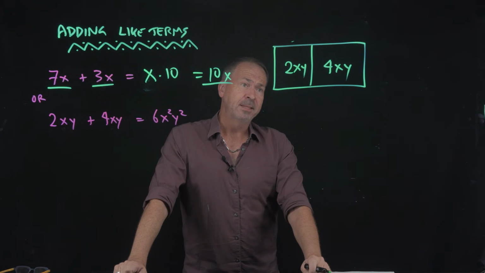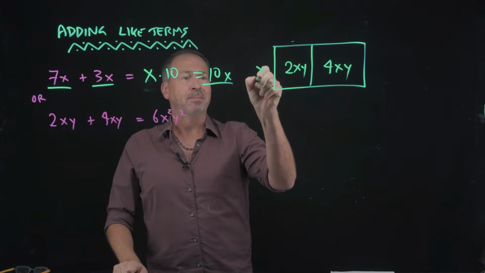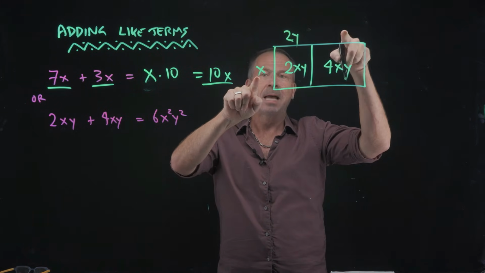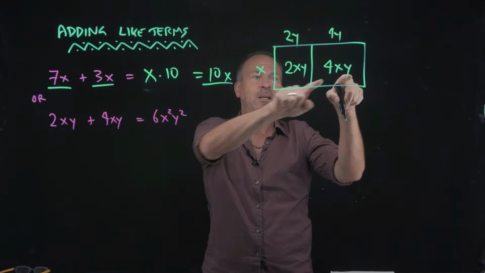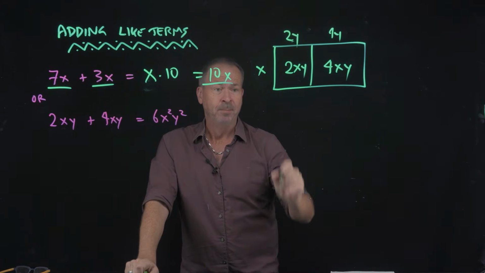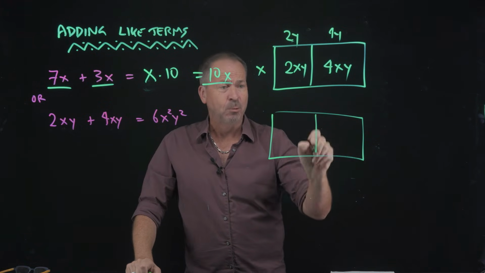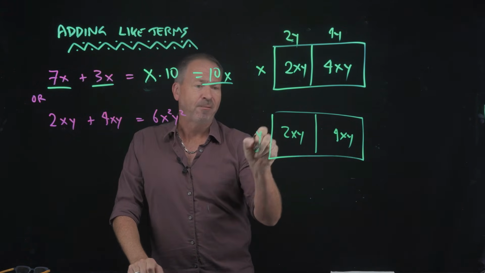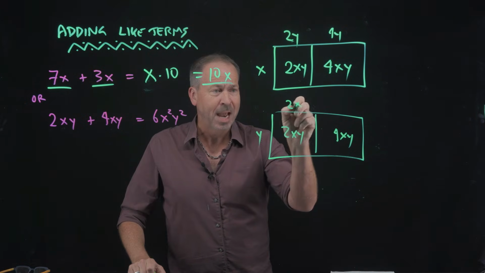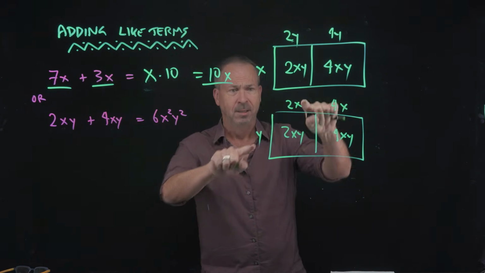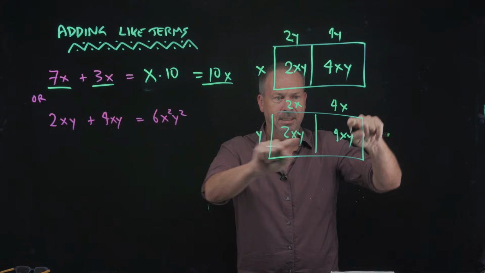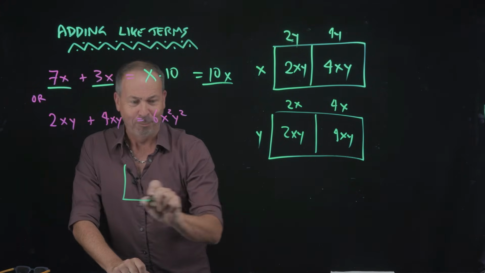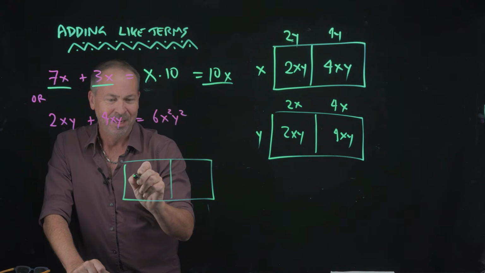Well, I can see there's a common factor of x. Maybe it's x times something, in which case it's x times 2y, since 2y times x will give me that. And 4y times x would give me that. So I can think of it that way. Or maybe I could think of it this way, 2xy and 4xy. Basically a common factor of y that leaves behind a 2x and a 4x, I believe. Yes and yes.